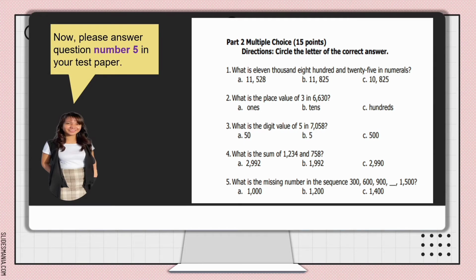So that is an example for question number 5. What is the missing number in the sequence 300, 600, 900, blank, 1,500? What do you think is the answer? What's the rule? From 300, it becomes 600. What number do you add to 300 so that it becomes 600? That's the rule. From that rule, you can fill in the missing number. From 900 plus blank. Few more seconds for you to answer number 5. If you need more time, you can pause this video and take time to study or review this topic.